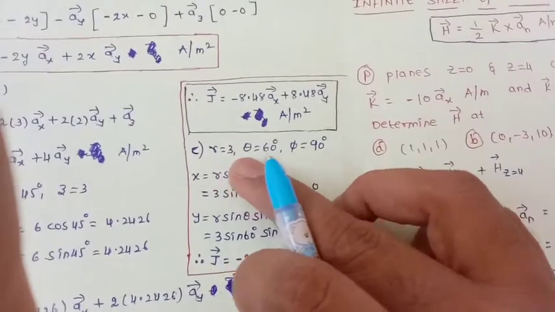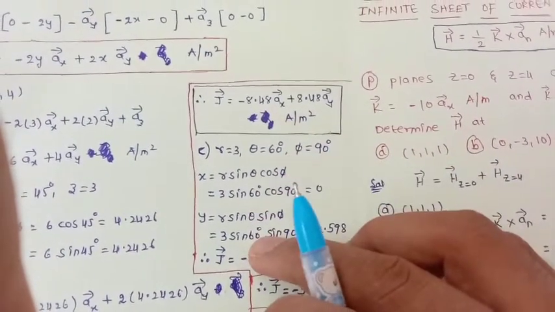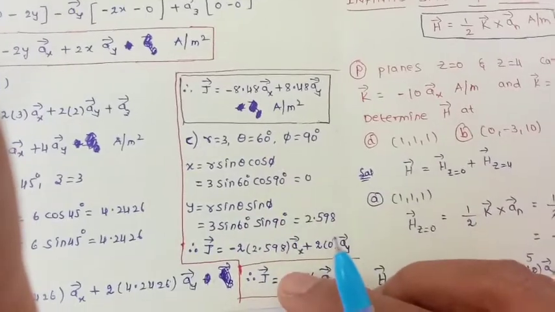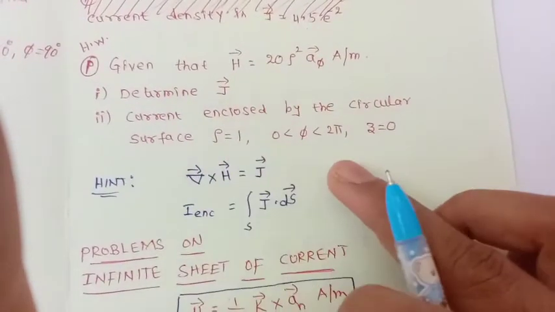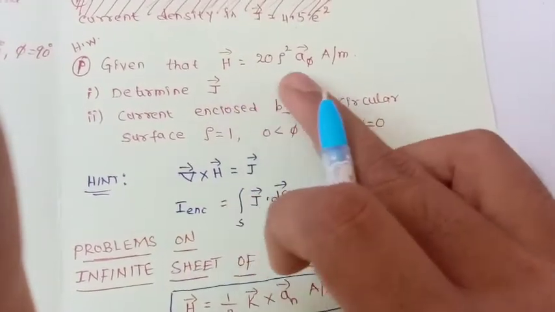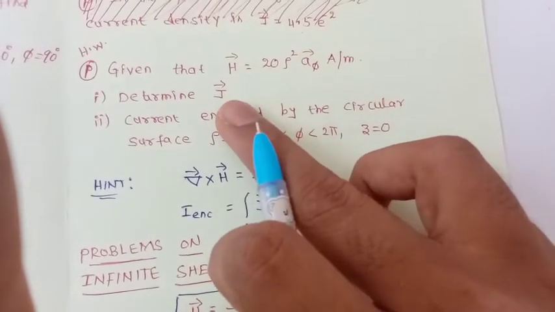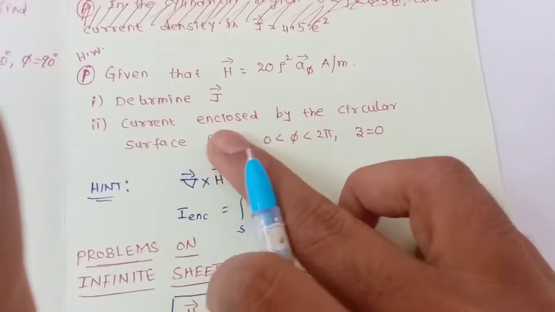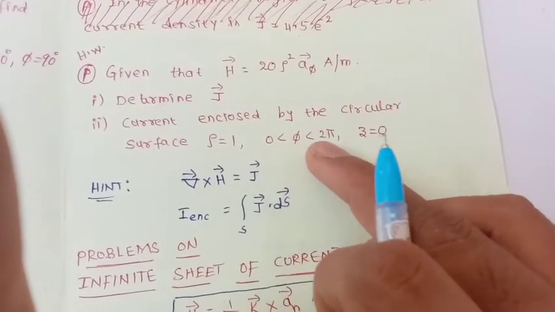Then it is the spherical coordinate system, r, theta, phi. Convert this spherical into the Cartesian coordinate system and substitute in the current density. Then you have it. Now see, this is the problem for you. It is homework. Very important problem. Given the magnetic field intensity, observe that it is rho along the phi direction. We have to find J, and we have to find the current enclosed by the circular surface: rho is equal to 1, phi is 0 to 2 pi, z is 0.